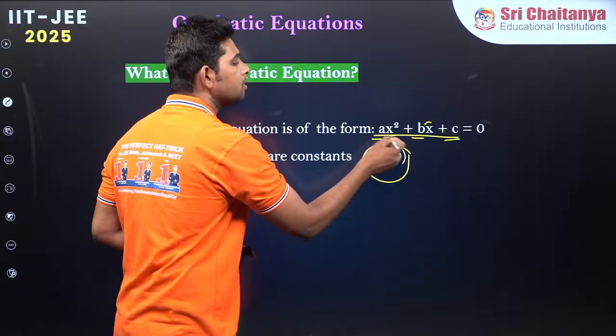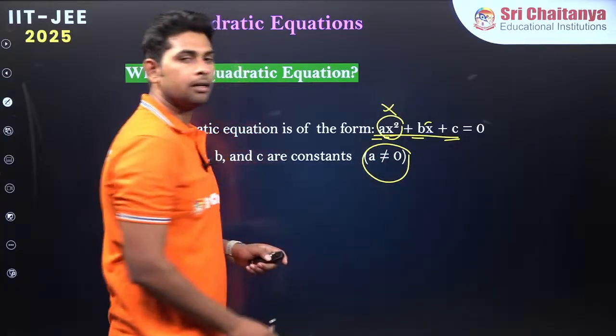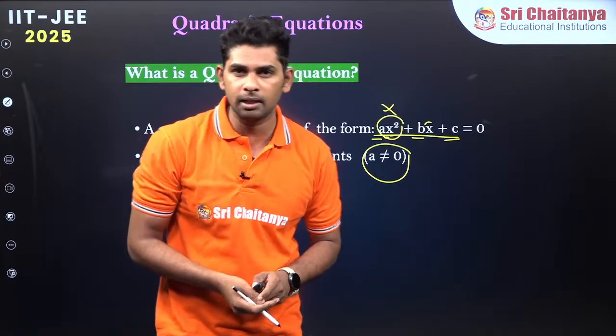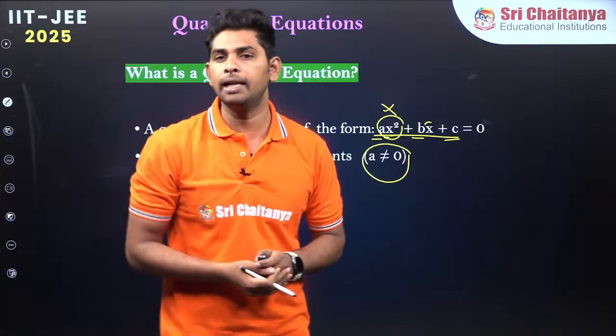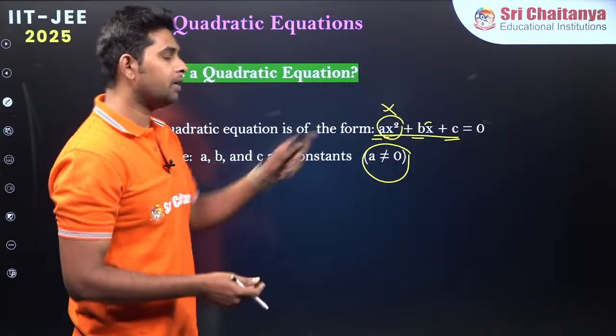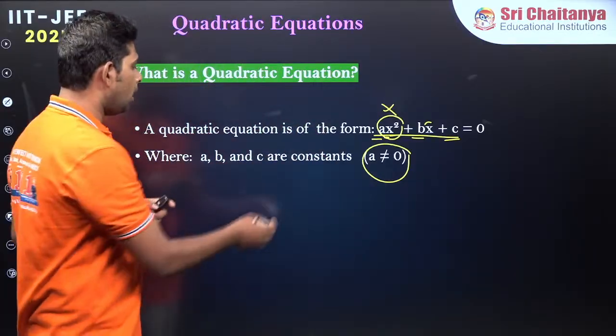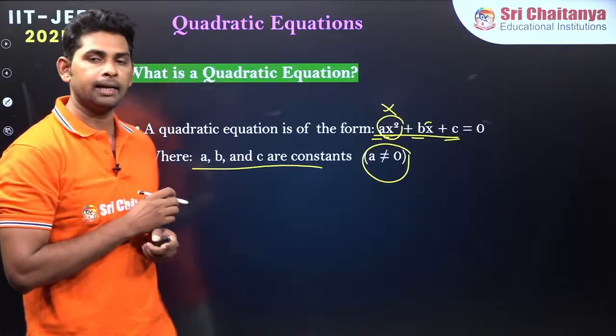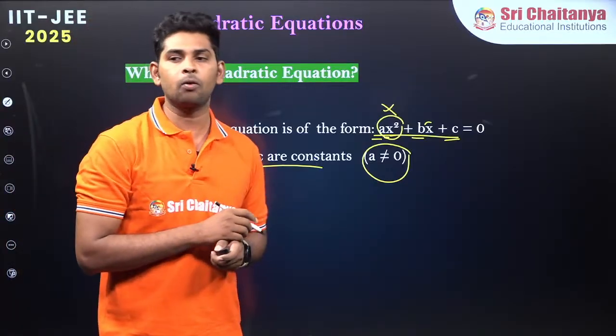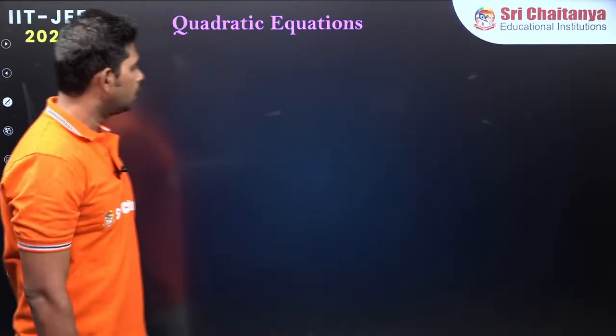If a is equal to 0, then this term is not going to be there, and we are left with only bx plus c, which is going to represent what? A linear equation. So definitely a should not be equal to 0, and a, b, c are all constants and real numbers in this case, to get a real quadratic equation, right?